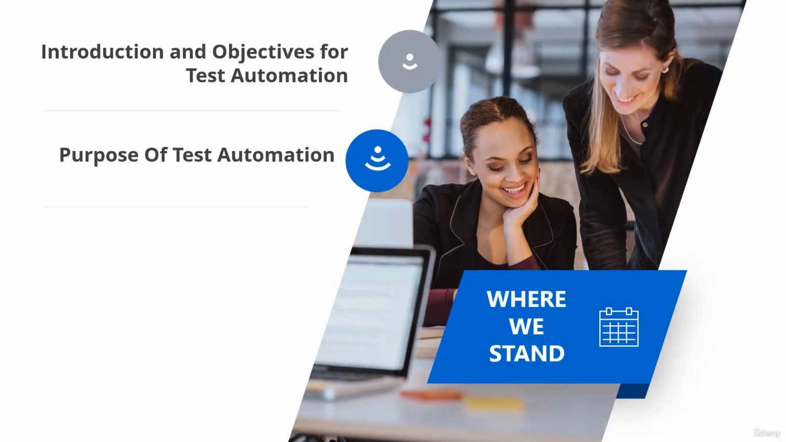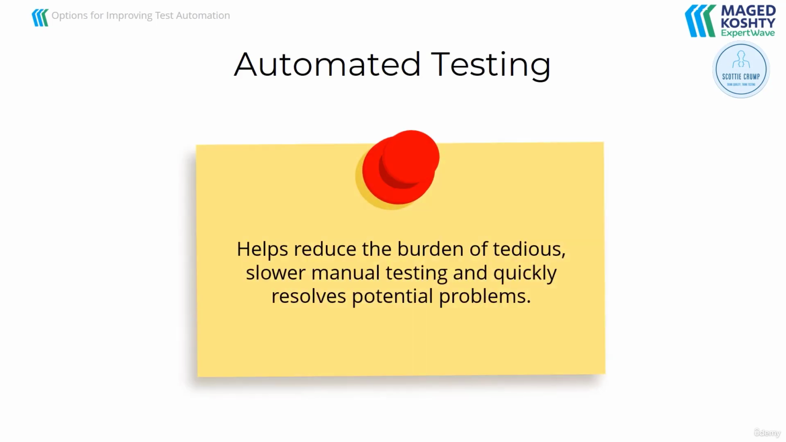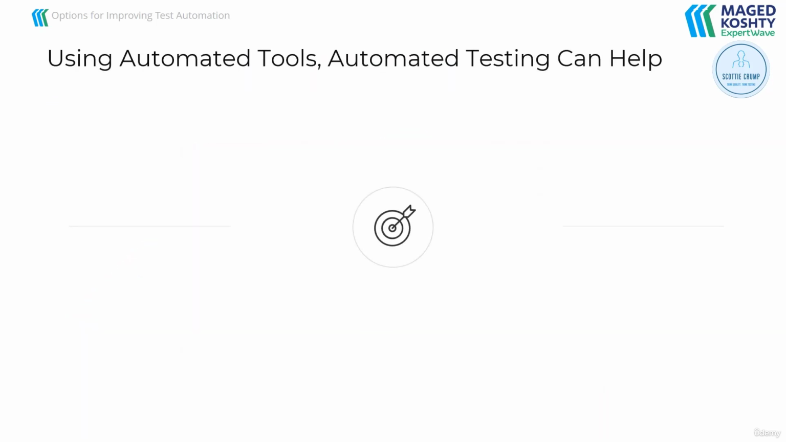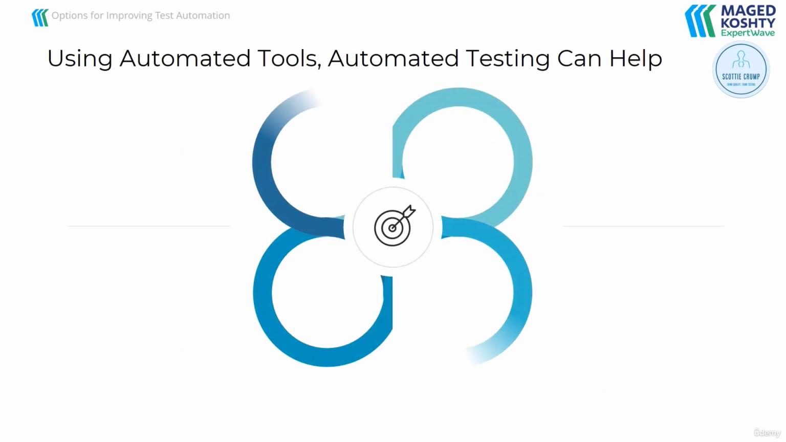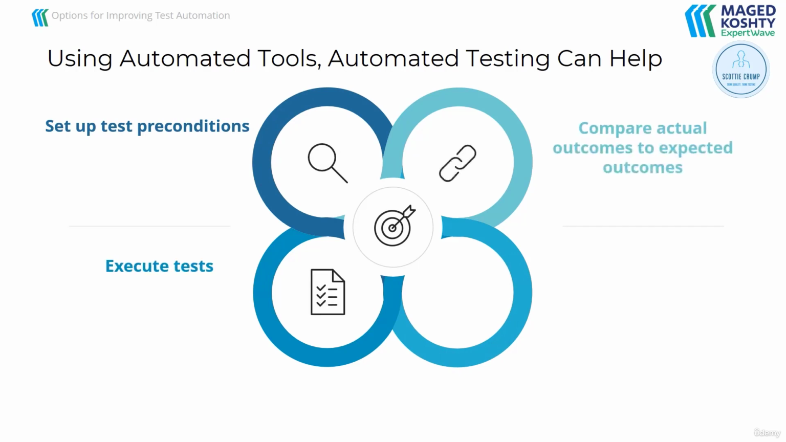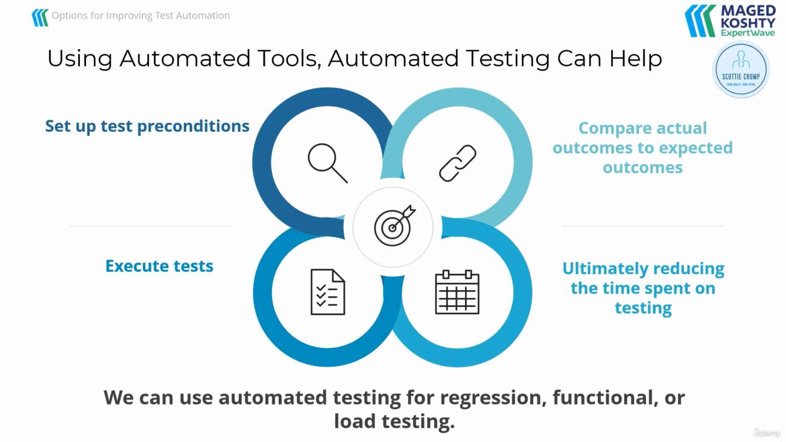Purpose of test automation. Automated testing helps reduce the burden of tedious, slower manual testing and quickly resolves potential problems. Using automated tools, automated testing can help you quickly set up test preconditions, execute tests, and compare actual outcomes to expected outcomes, ultimately reducing the time spent on testing.